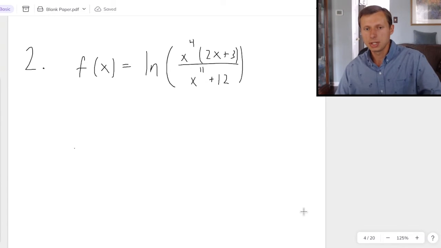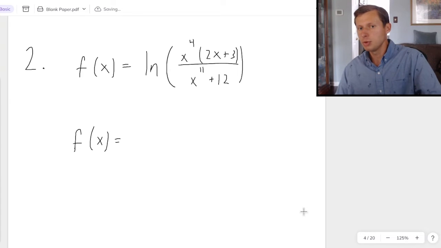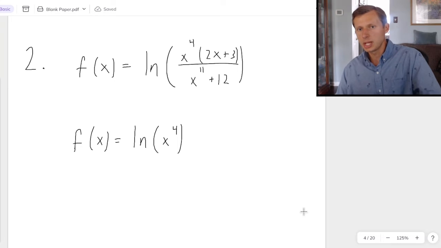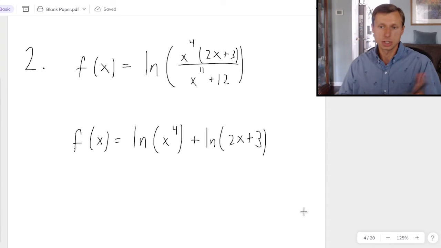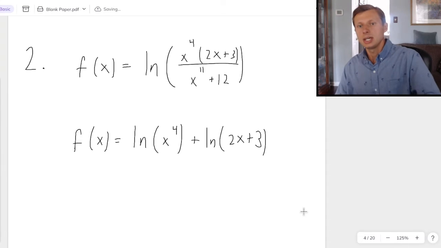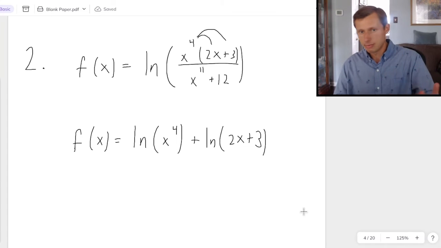Okay, so the first thing I'm going to do is not taking the derivative, it's just rewriting it. The thing that some of you may miss, I'm going to break this up into 3 natural logs. The first is the natural log of x to the 4th, and then since there's multiplication here, right, x to the 4th times 2x plus 3, that means I'm going to write plus natural log of 2x plus 3. Not only is this allowed, this is what I wanted you to do, and if instead you distributed the x to the 4th, that's fine, you can definitely do that.